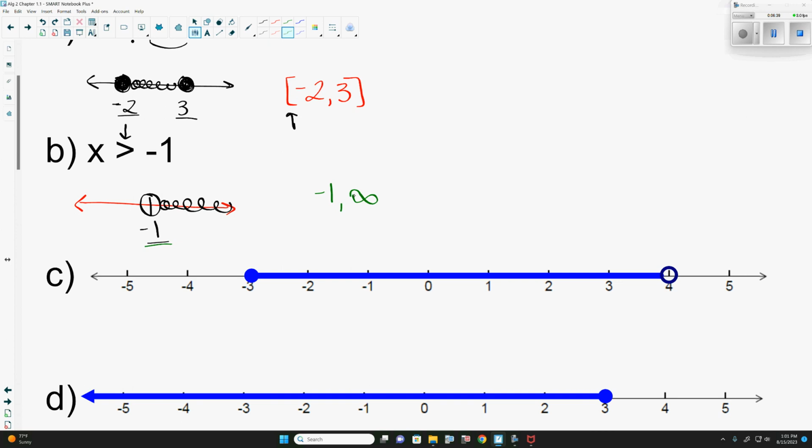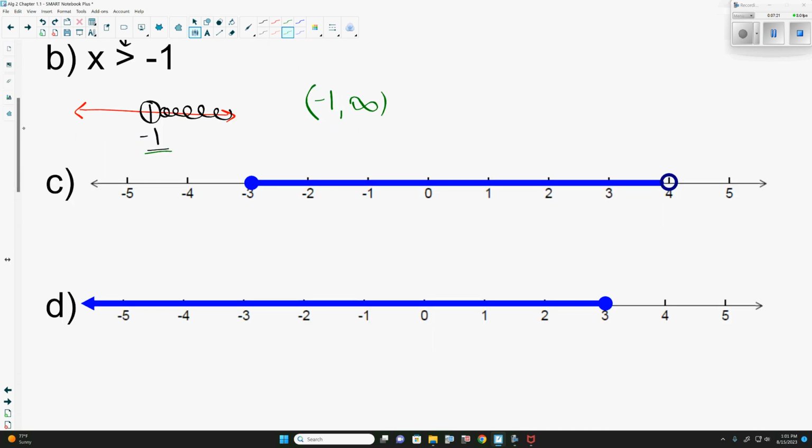And as we said already, is -1 included? Well, no, so we have a parenthesis. Will we use a parenthesis or bracket next to infinity? Because can we ever get to infinity? Can we ever reach infinity? No. Because we had the hotel that we talked about the other day, where we can always make one bigger. We can never get to infinity. So it's always going to have a parenthesis. Even if it's negative infinity, it will have a parenthesis. Questions on these two here? We good with these here?